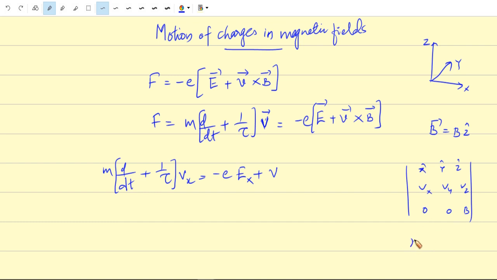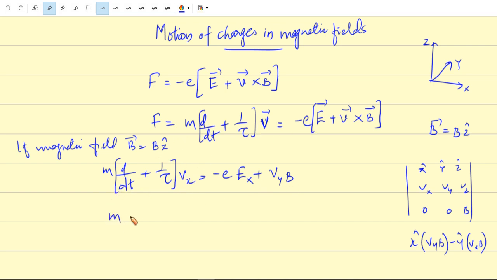x cap into (Vy B minus 0). So this will be this thing, minus y cap into Vx B. Okay, so this is the v cross B. So therefore the X component will be Vy B. If the magnetic field is given by B equal to B times z cap, B is the magnitude, then this is the X component of this equation.